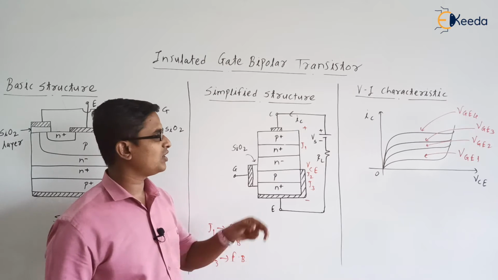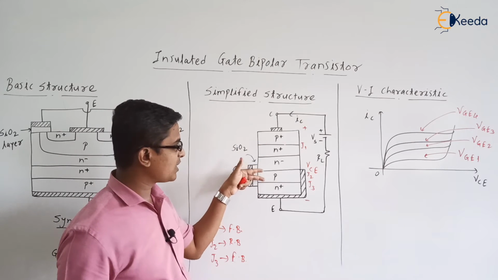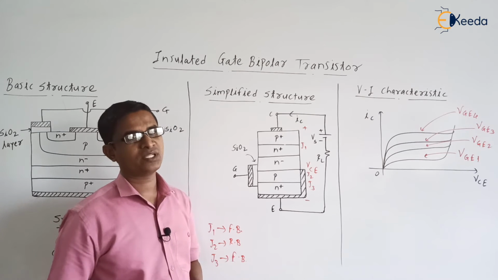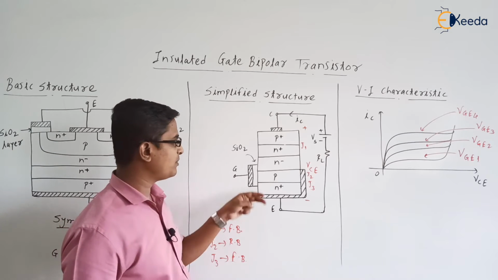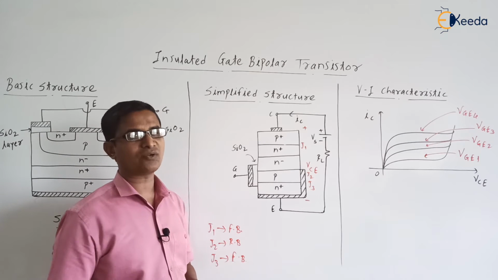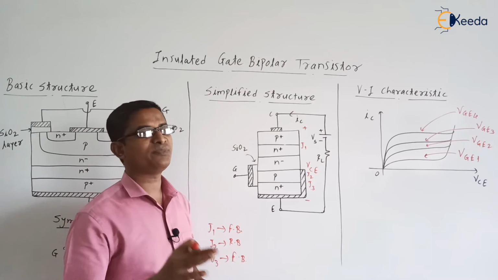If we further increase the voltage, this width becomes 0, this width becomes 0, but the width of the depletion layer across junction J2 is increasing only. If we further increase the voltage, what will happen? The breakdown of the depletion layer across junction J2 takes place. And due to that, what will happen? Yes, the device may turn on.